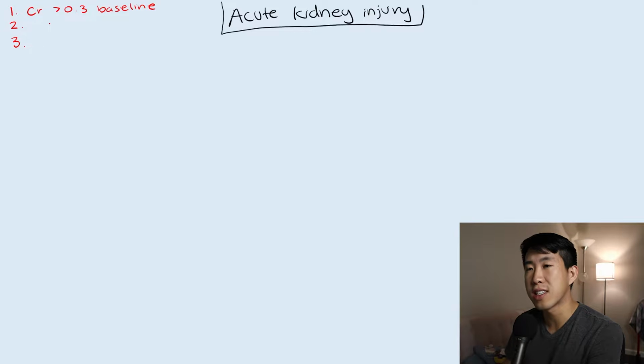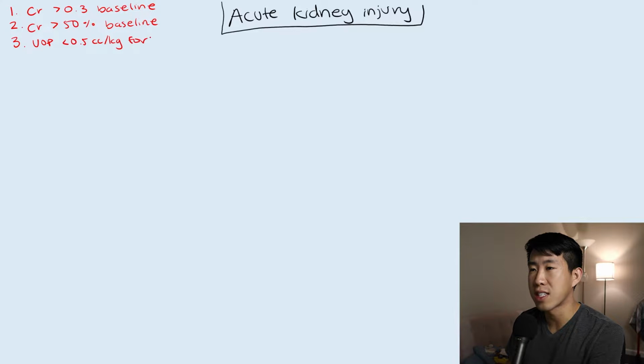For some patients, they have a low baseline creatinine, and so it might not be that accurate. So in those patients, you could actually use a creatinine that's greater than 50% of their baseline as an estimate for AKI. And then finally, this is a less commonly used metric, but if their urine output is less than 0.5 cc's per kilogram for 6 hours, then that can be considered acute kidney injury.